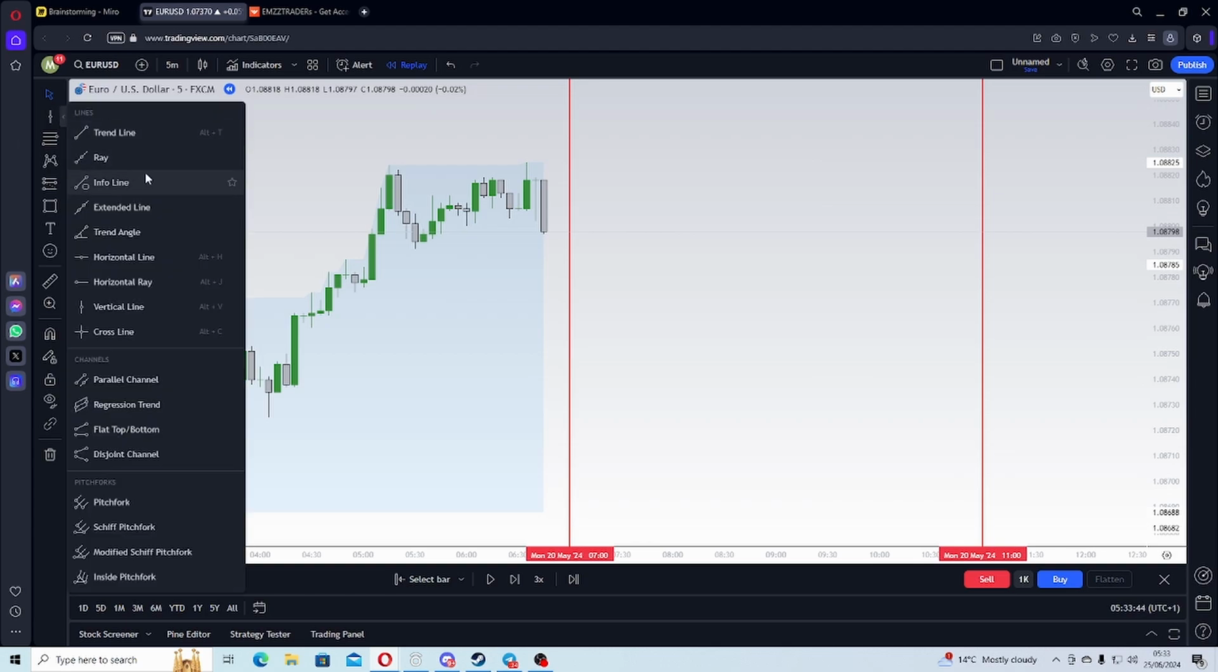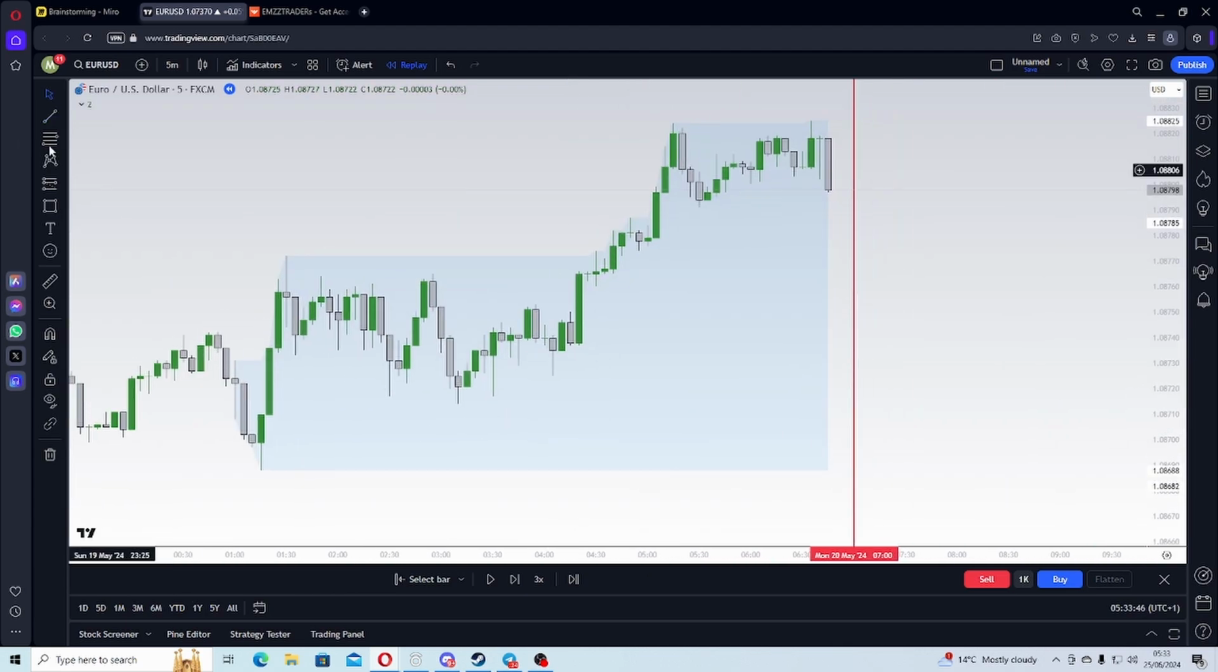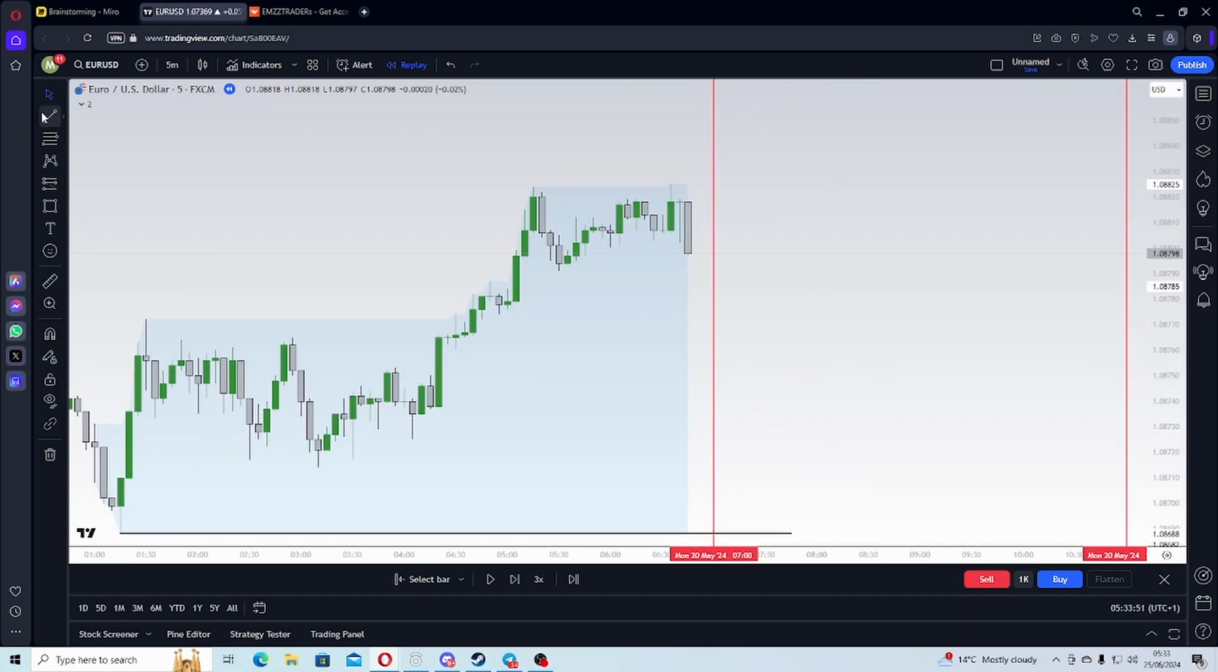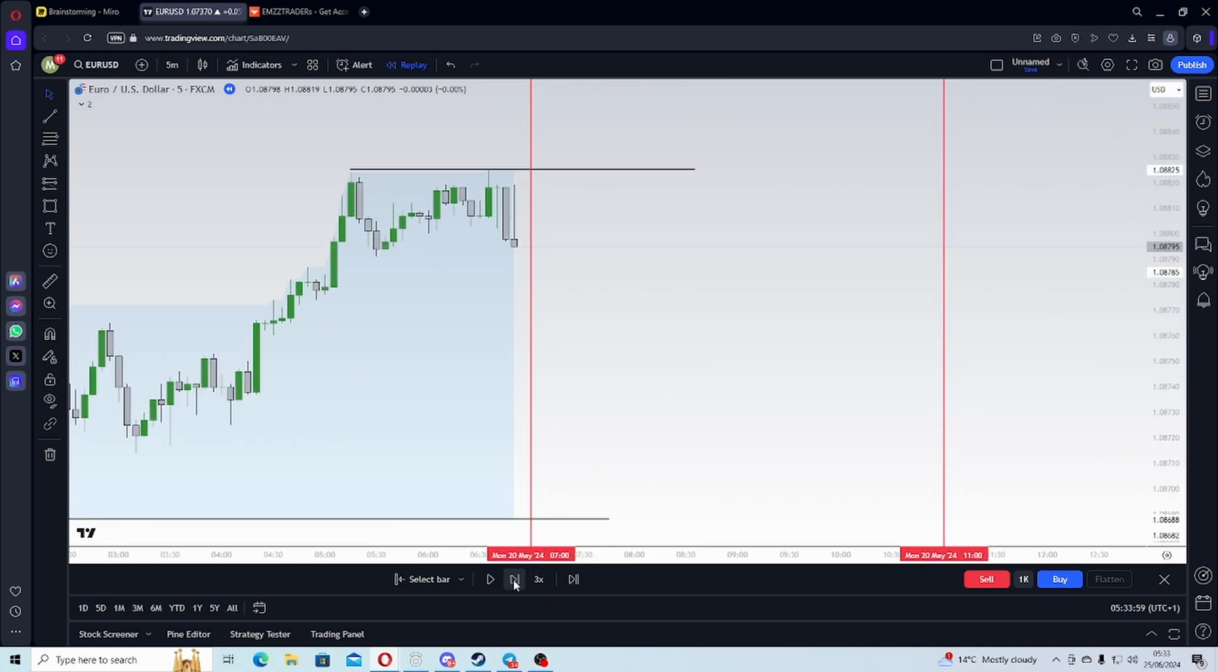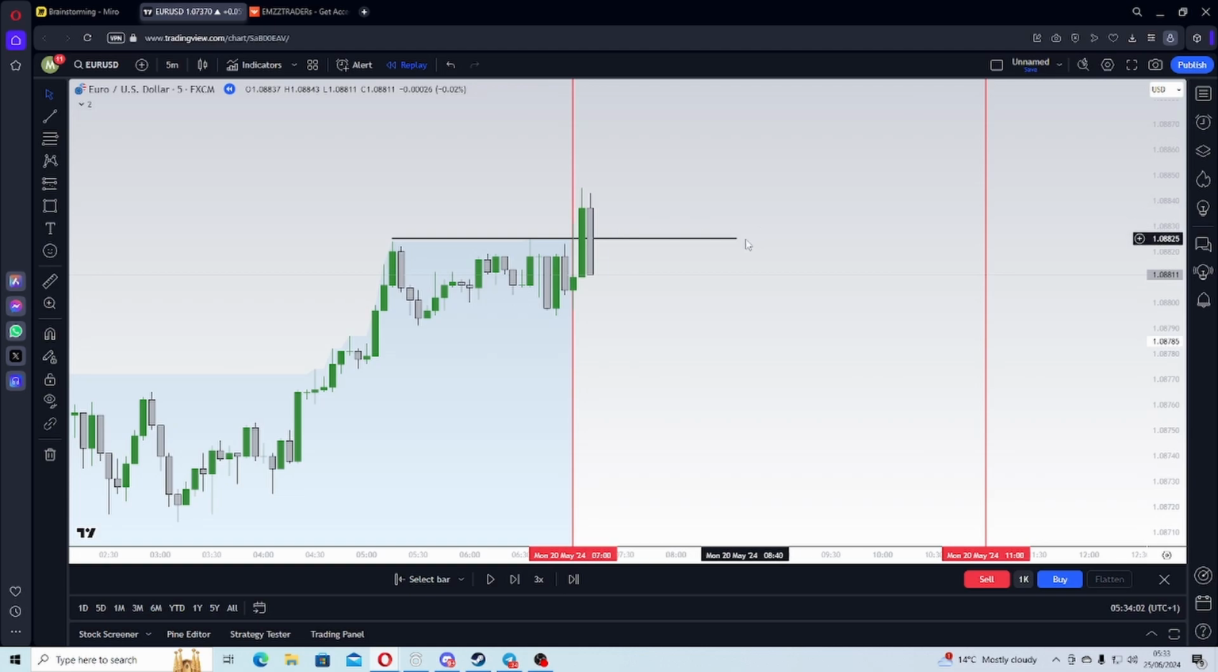So we have the sell side liquidity right here. We have the buy side right here. We even have a double top here, so it makes it even more valid if it goes towards the upside. Now we need to see which side it sweeps, and there you go. It just swept the highs.